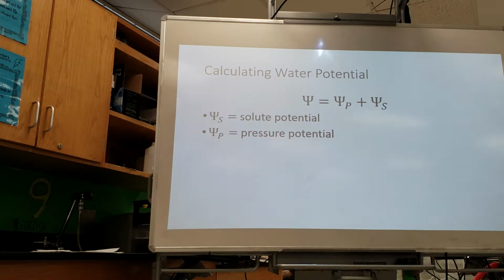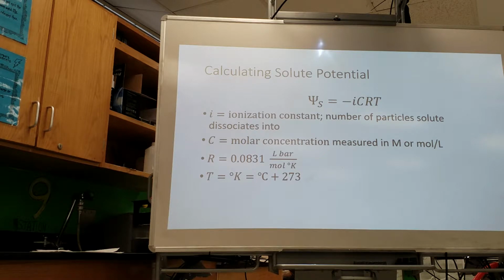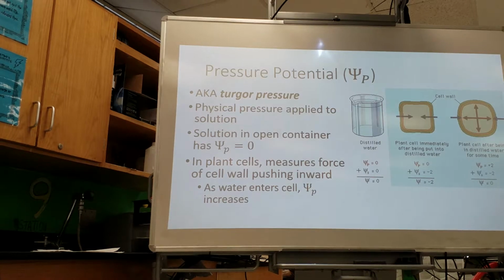Same thing with plant cells. This formula is on your formula chart. Solute potential is always negative because you're decreasing the free energy of water. This is how you calculate solute potential. Once again, the formula is on your chart.